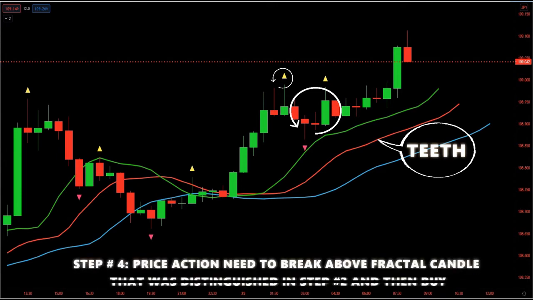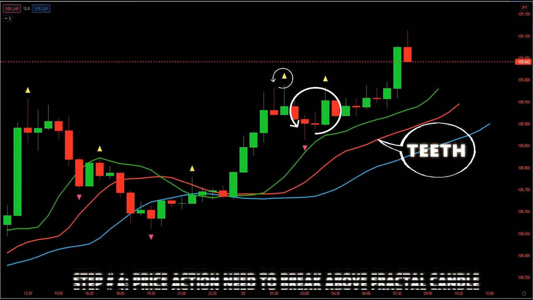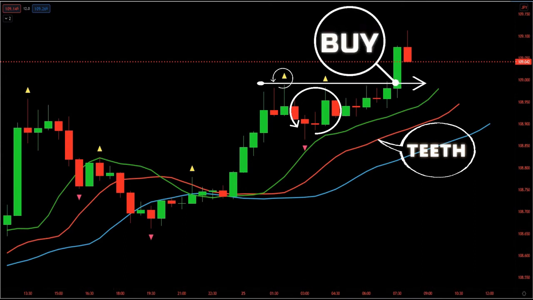Step number 4, price action needs to break above the fractal candle that was distinguished in step number 2. Once you see that 5 consecutive candles did not make a drastic move to the downside and stay in between the high of the fractal candle and the alligator teeth, then we go ahead and make an entry order. You can make an entry this way, or if you are sitting in front of your charts live when this occurs, then you can make a market order also. Either one is okay to do because the same criteria is needed.